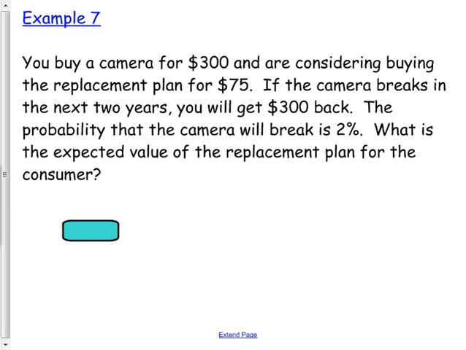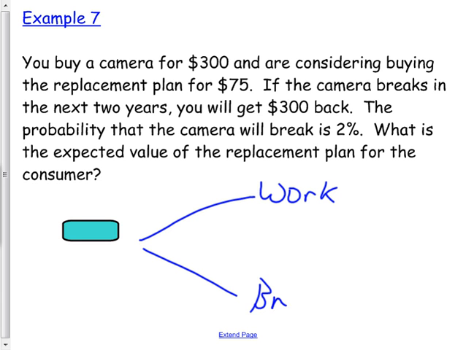Okay, so I'm trying to make the point that it's not just about the math. You've got to take into account, is it worth it to you? Is it worth spending a little bit of money to have the peace of mind? All right, so in this kind of problem, there's two things on your tree. It either works and it never breaks, or it breaks.